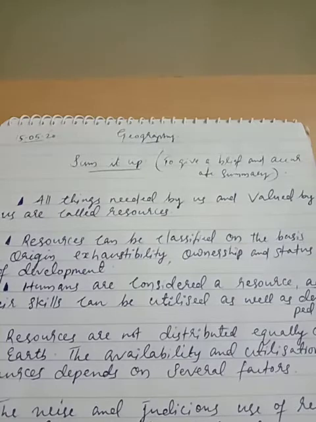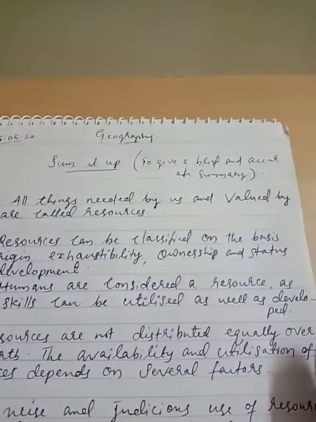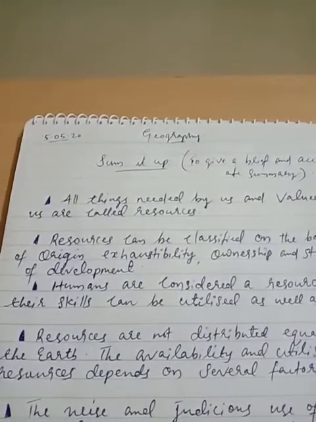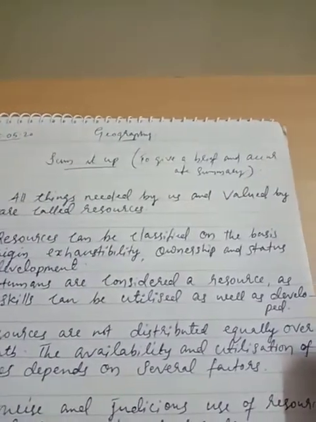Then second point, resources can be classified on the basis of origin, stability, ownership and status of development. I explained very well. Third point, humans are considered a resource as their skills can be utilized as well as developed.